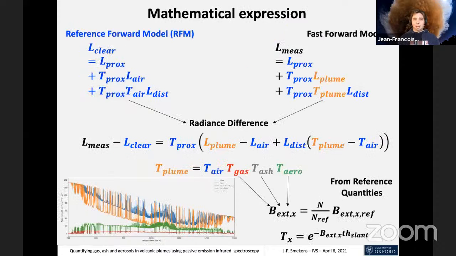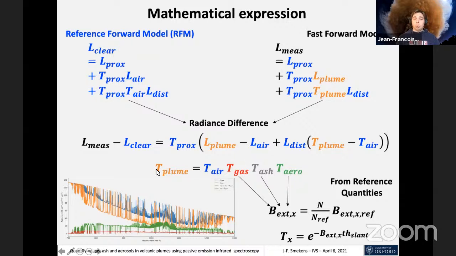So if you forgive me this rather messy slide, what we have here is, if we look at the clear sky measurements, we have those three components, and we can model this with a reference forward model, which is a full radiative transfer model developed here at Oxford. We use local soundings to replicate those clear sky measurements. And then with the fast forward model, we can replicate this using the references that we've produced and only changing the plume components, essentially. And so what we're trying to replicate is the radiance difference between the measurements we take in the plume and the measurement of a clear sky.